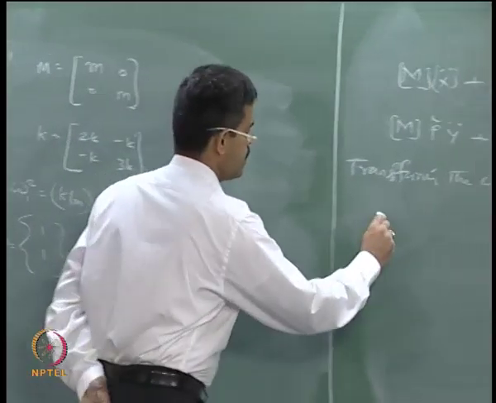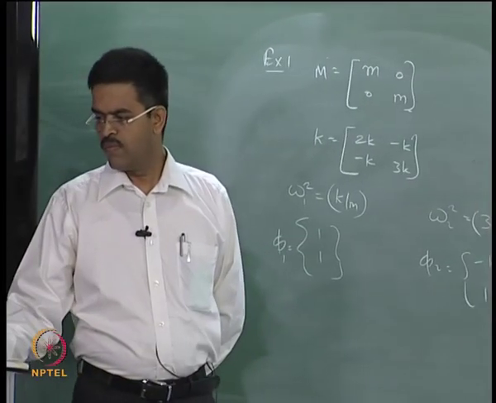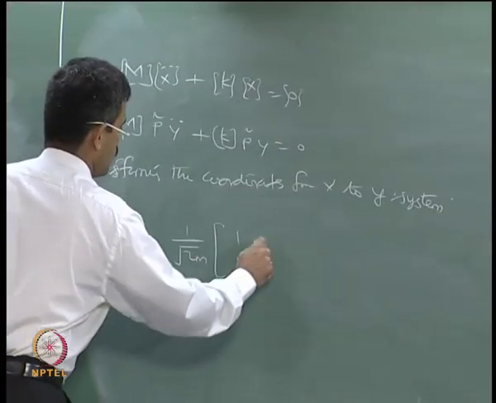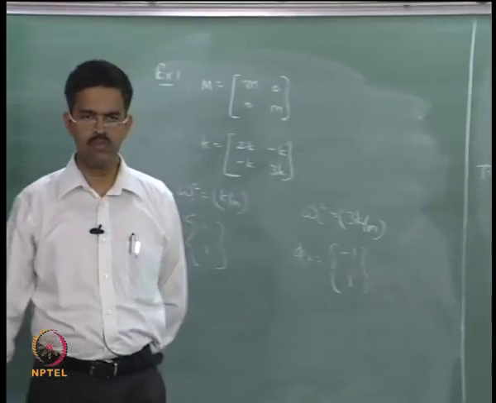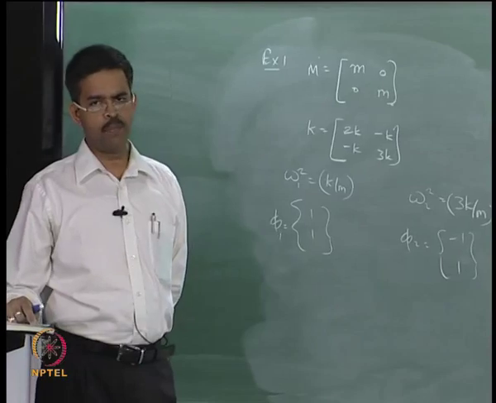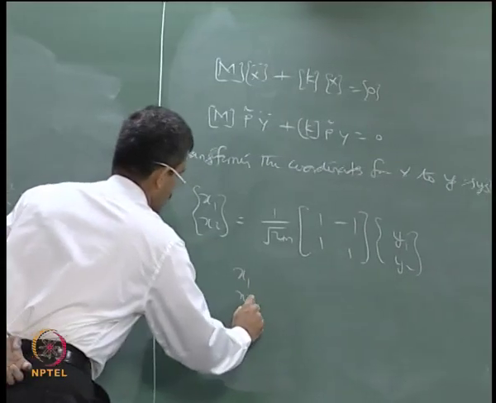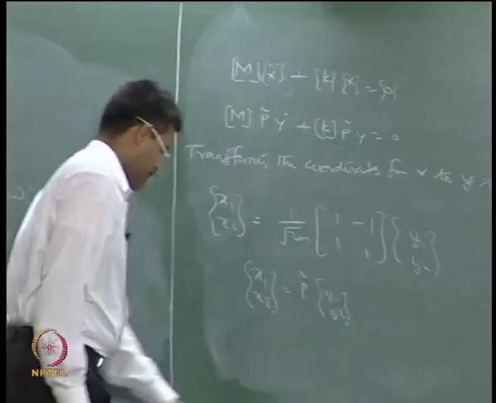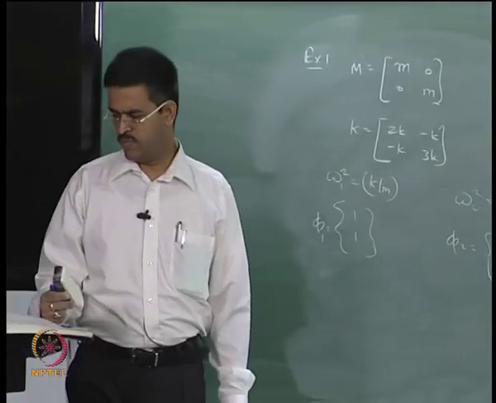So what does it mean? x1 x2 will be nothing but 1 by root 2 m of 1 1 minus 1 1 of y1 y2, is it not? Simply I multiply P tilde to get the new one, or I can say simply x vector is nothing but P tilde of y vector. What I am interested to find out is x1 x2, but what I will find is y1 y2, then I will transform it back to x1 x2.